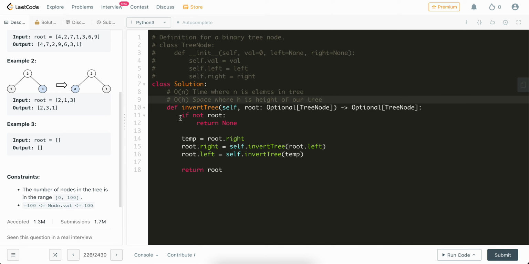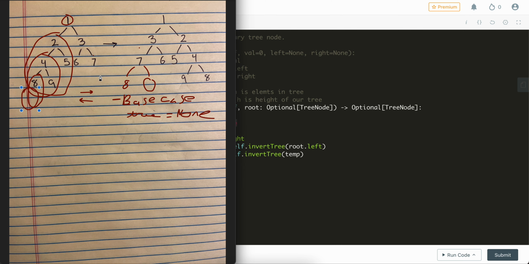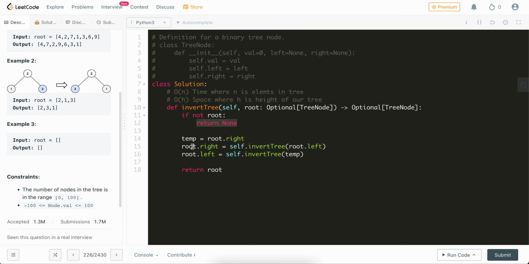Let's review our code before I submit it. In interviews, if you don't know this, you're not able to submit your code. So you literally have to run through it line by line. So we're saying if not root, then we're going to return none. So that means that we are trying to call maybe this one right here. This would be none. And then we're going to set the right tree to a temporary variable. We're going to set the right to an inversion of the left, which is the same function here. And then we're going to say the left is equal to an inversion of the original right. It looks good to me. Let's submit it.